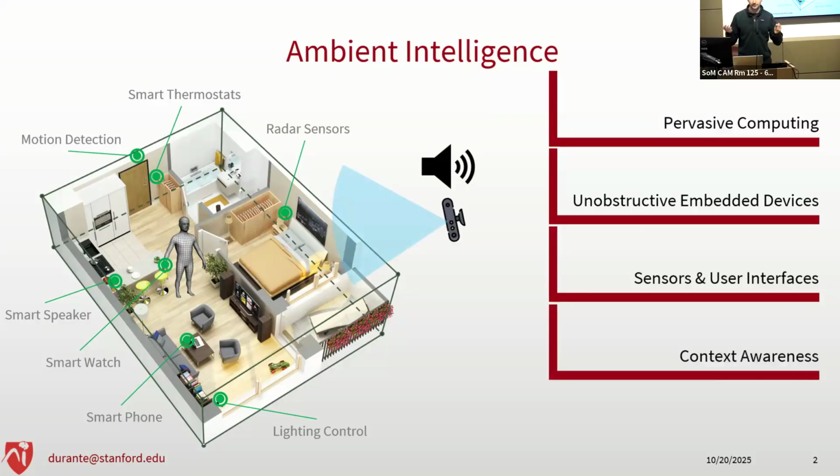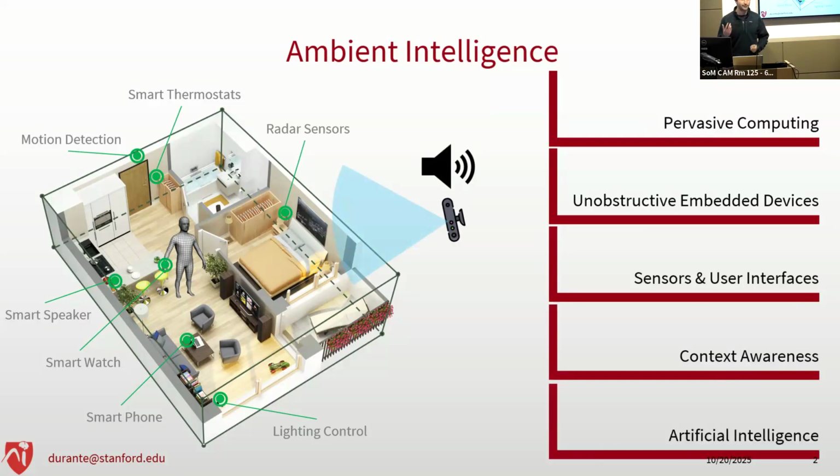The overall goal is to build a physical environment that's context aware. And eventually, you can actually build an AI that understands the physical space and everything that's happening within it. So this is what ambient intelligence is. You can think of it as AI for a specific physical space.